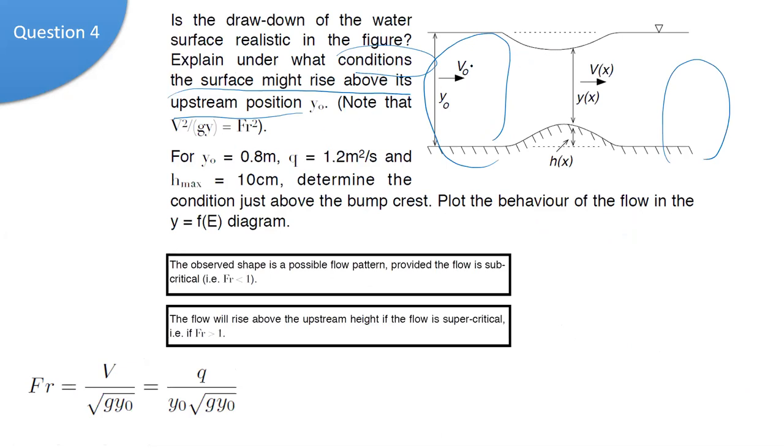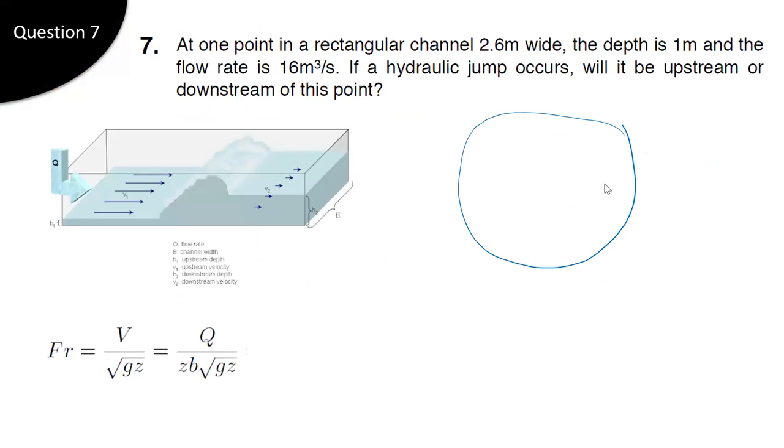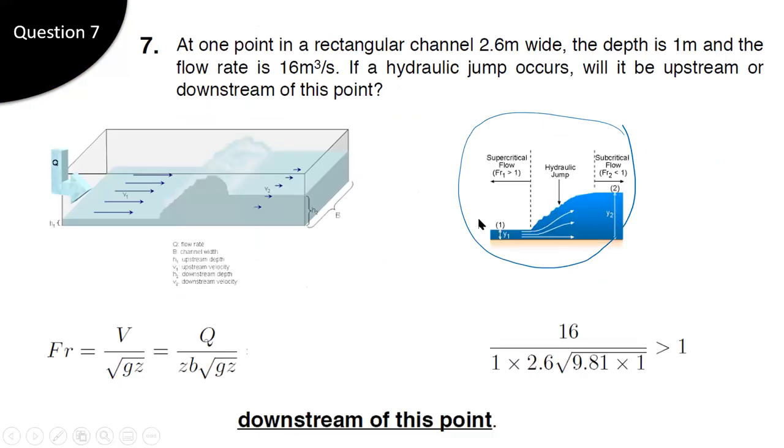The question asks us to explain under what conditions the surface might rise above its upstream position. As you saw in the previous picture, if the flow is not supercritical, if it doesn't get to the critical point, we wouldn't have a hydraulic jump and the flow would be normal, like this.